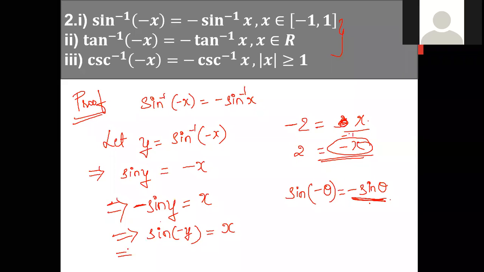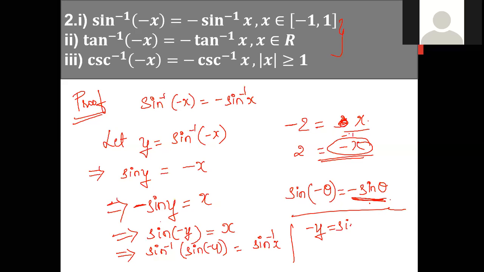Now I'll apply sine inverse on both sides. So what happens? Sine inverse of sine of minus y is equal to sine inverse x. So minus y is equal to sine inverse x.